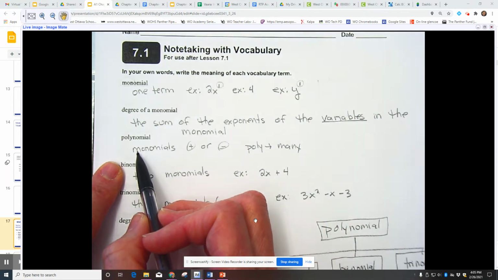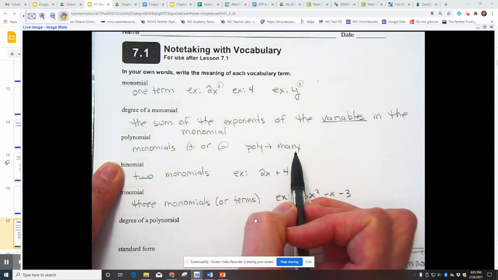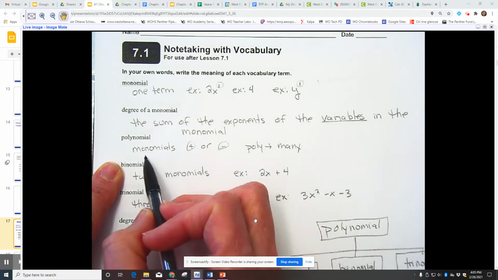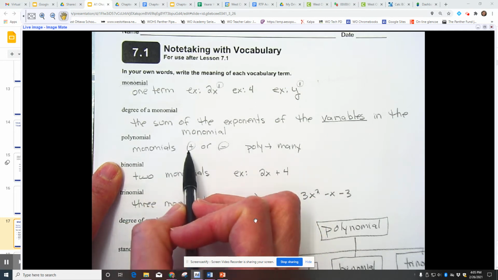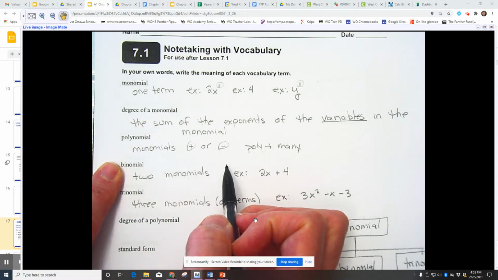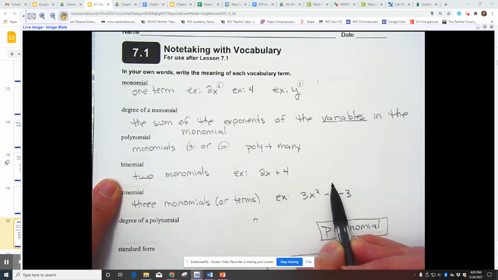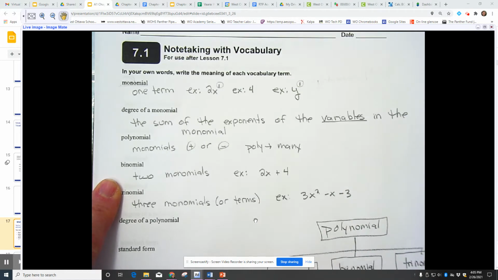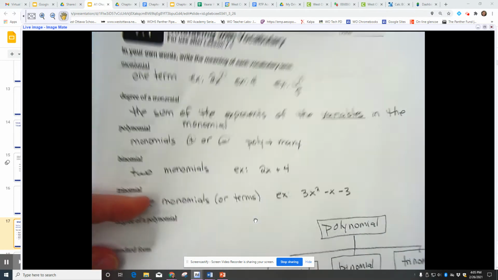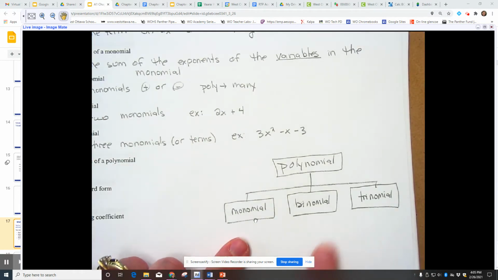So a polynomial, poly means many. So a polynomial just means many monomials added or subtracted together. So for example, this is a polynomial. Now, I want you to, at this point, pause the video and go ahead and put this chart in your notes.